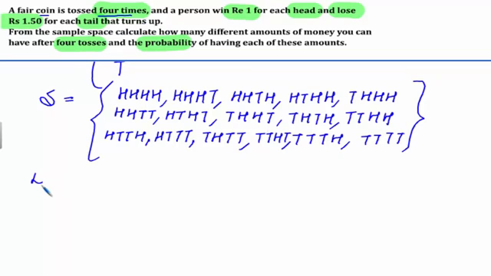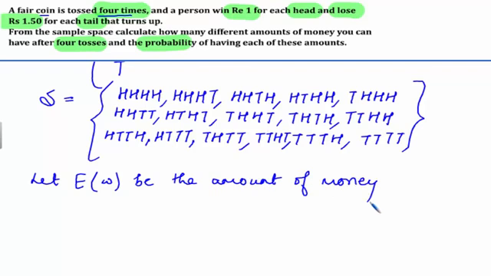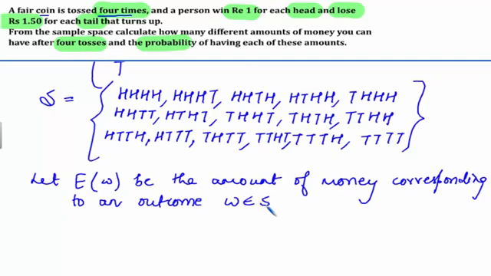Now let E(omega) be the amount of money corresponding to an outcome of the sample space. Let it be omega, which belongs to S. Then let us find now the value of E(omega).